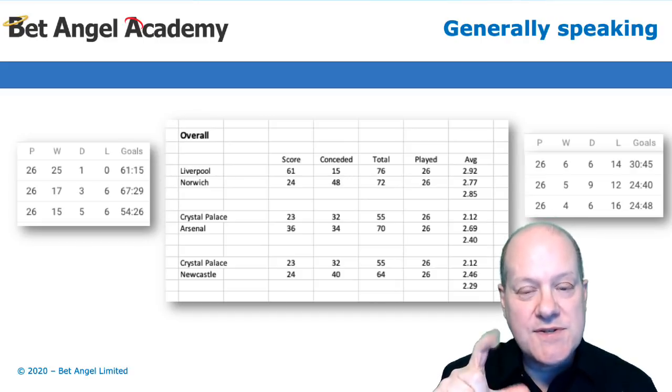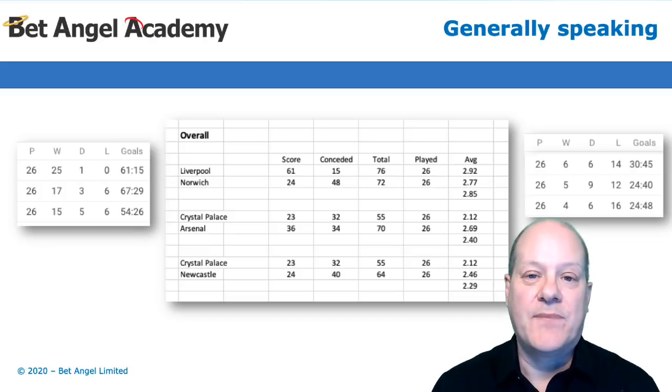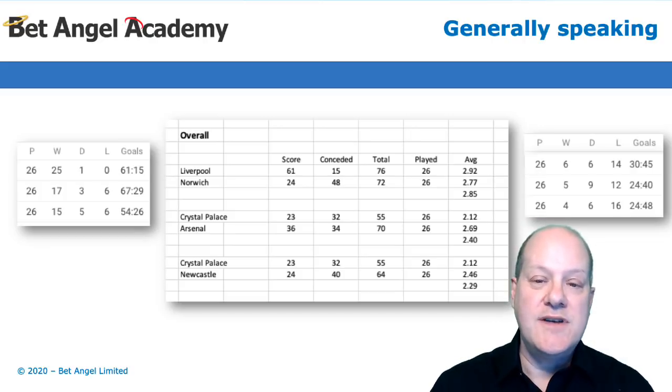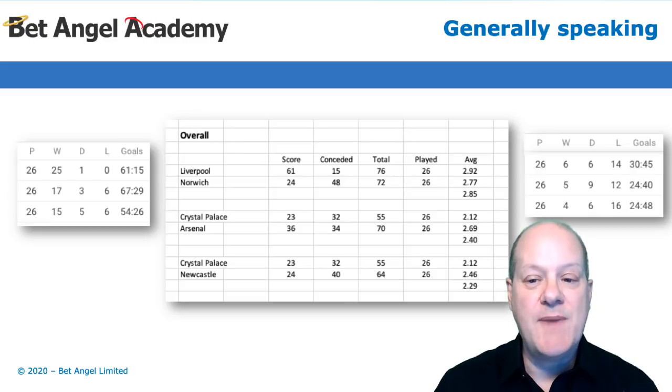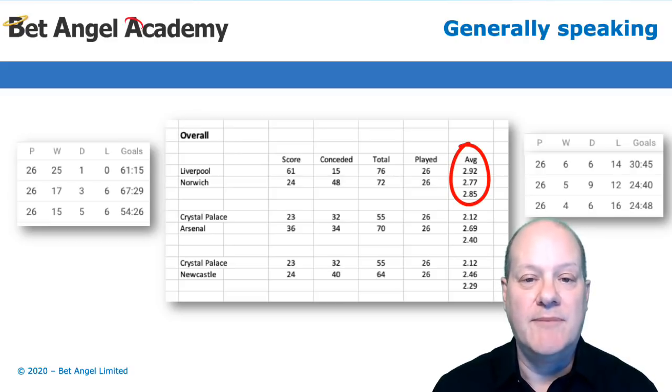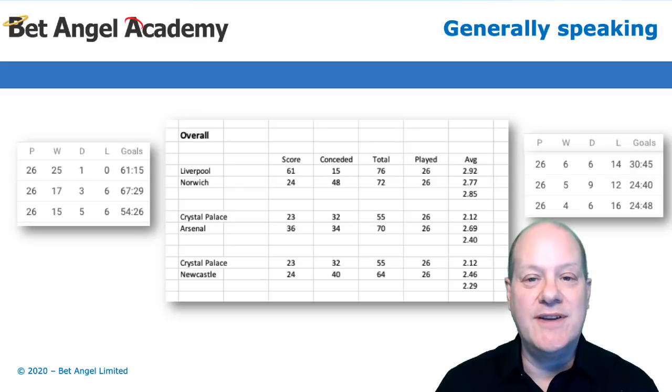If we add those two together, what you will see is that we actually end up with 2.85 goals. So you would expect on average around 3 goals per game if Liverpool met Norwich. You'd suspect that maybe it would be 3-0 or 2-1, but you can get an idea of roughly what we would expect to see in a match like this.